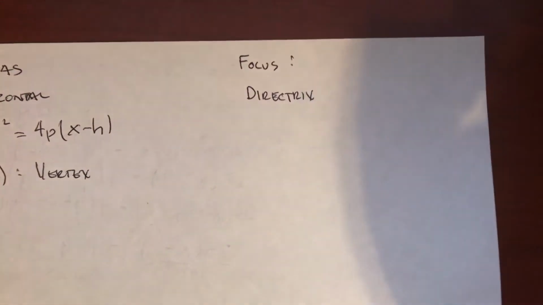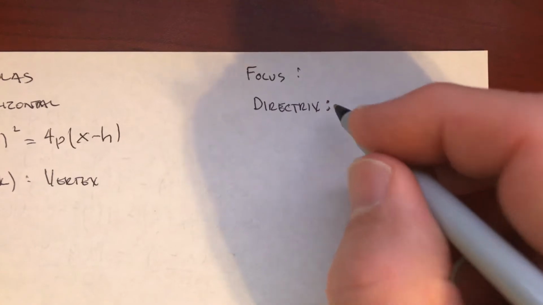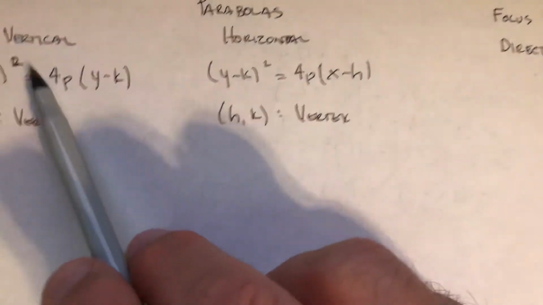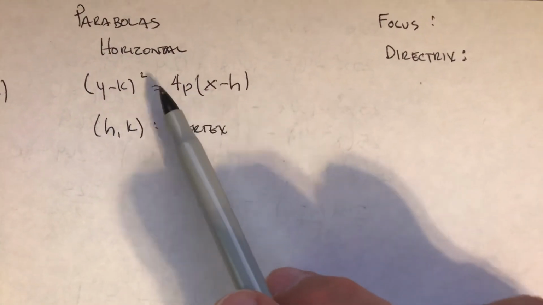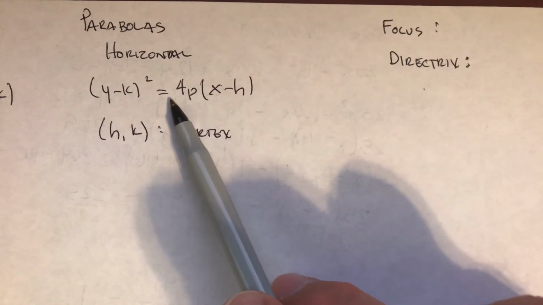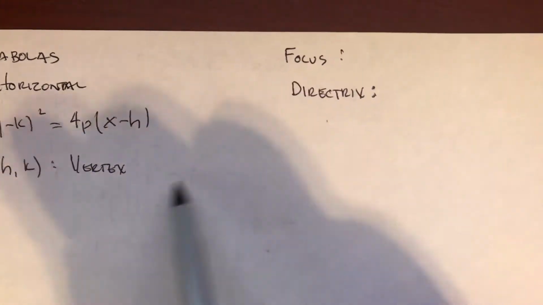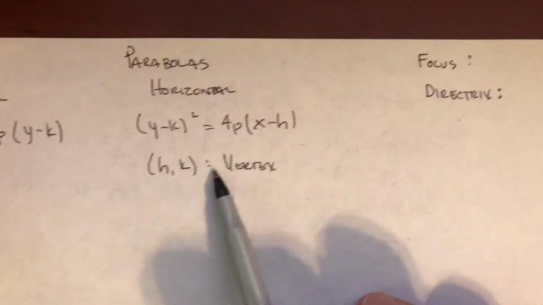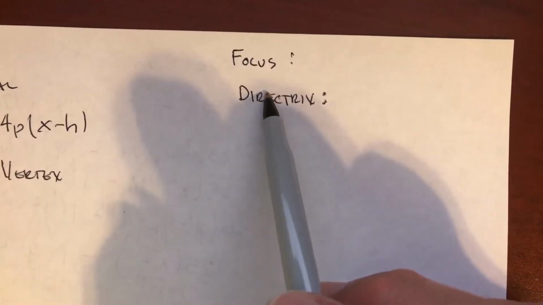The focus is an ordered pair. It's inside the parabola. The directrix is a linear graph, either horizontal or vertical. If the parabola is vertical, then the directrix is horizontal. If the parabola is horizontal, then the directrix is vertical. Now, the vertex (h, k), whether it's vertical or horizontal, is always in the middle between the focus and the directrix.